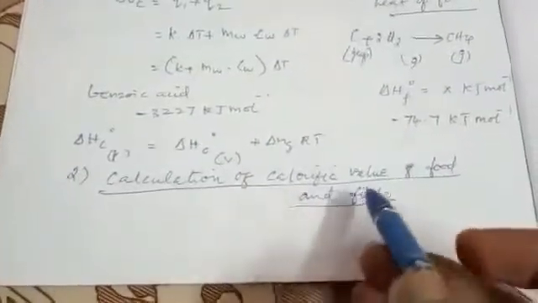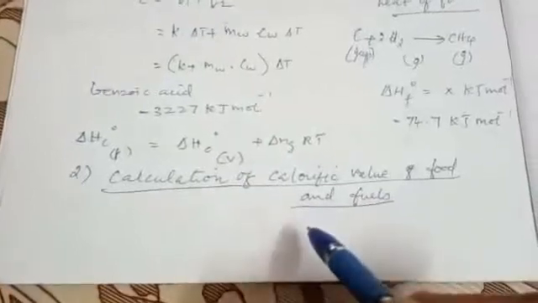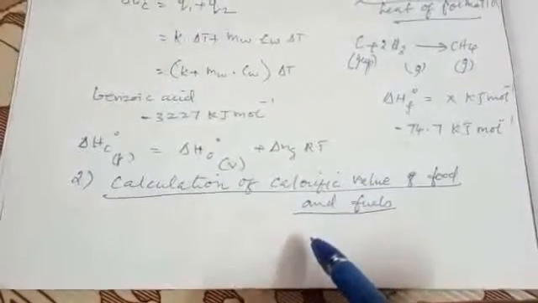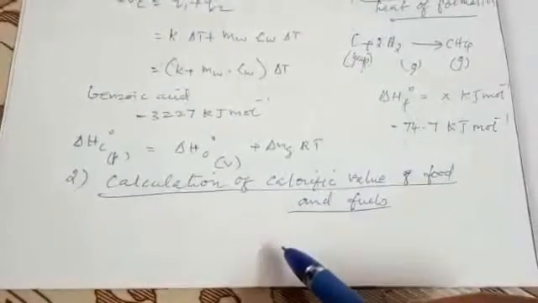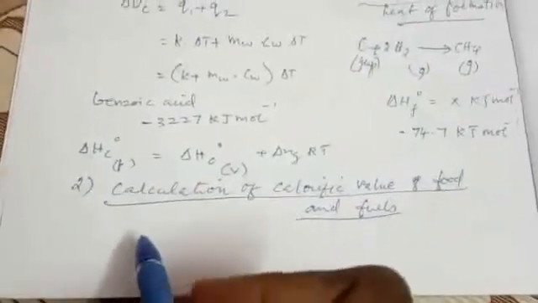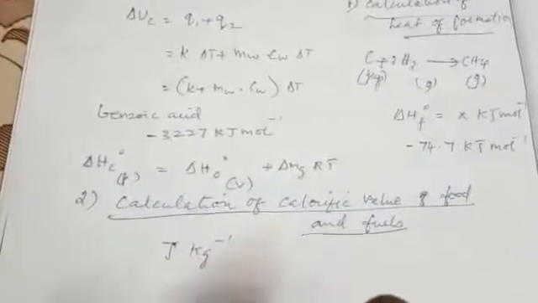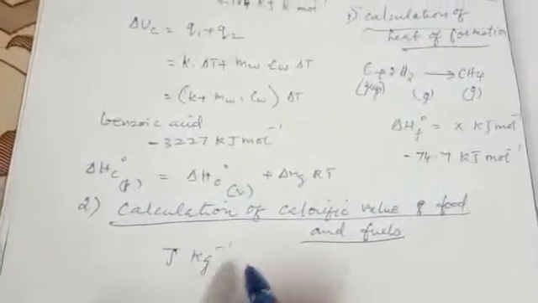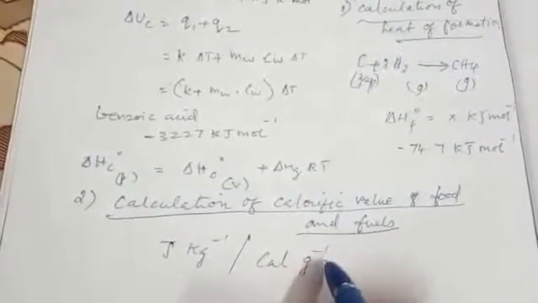Calculation of calorific value of food and fuels. The calorific value is the amount of heat produced in calories or joules when 1 gram of substance is completely burned. The SI unit of calorific value is joule per kilogram, usually expressed in calorie per gram.